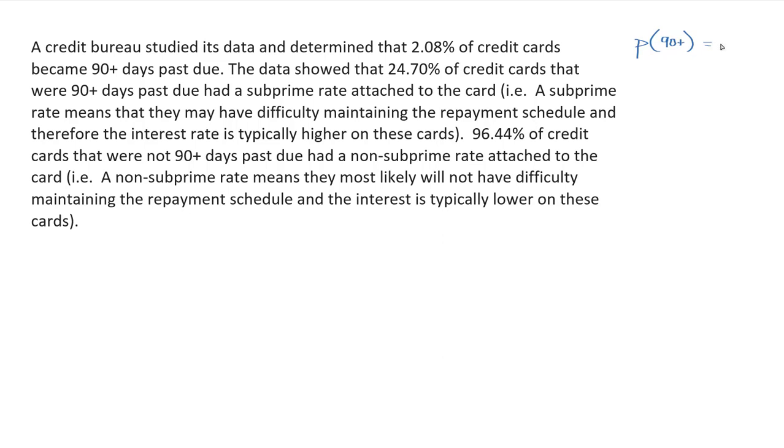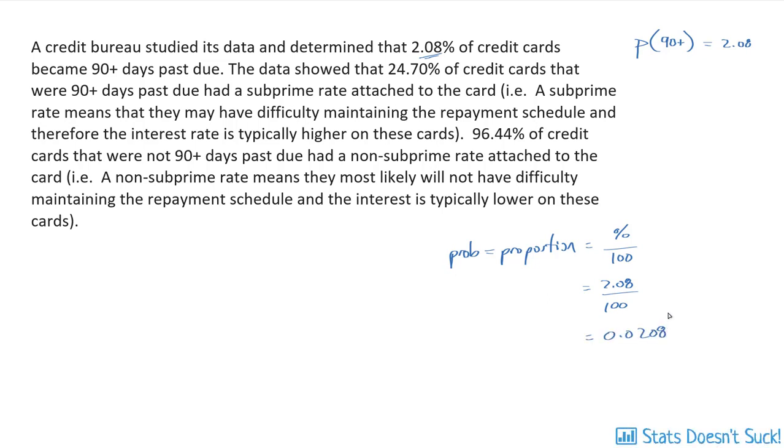And now you want to be careful that you don't just write 2.08 in here. This is a percentage, but we need a proportion. The way that you get a probability or a proportion is you take your percentage and you divide that by 100. So 2.08 divided by 100 gives me 0.0208. So be careful about that. So this is 0.0208. So I've got my first probability identified here.